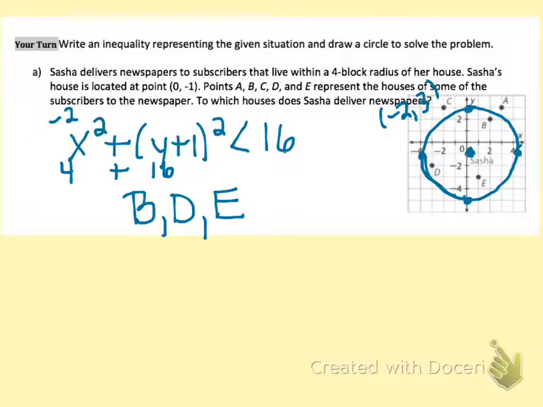And then A is at 3, 3. Now we're plugging in 3 here and squaring it, and plugging in 3 here and squaring it. So that's 3 squared, which is 9, and then 4 squared, which is 16. That's 25. That's definitely outside of the region for delivery.